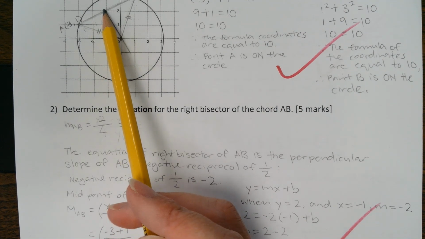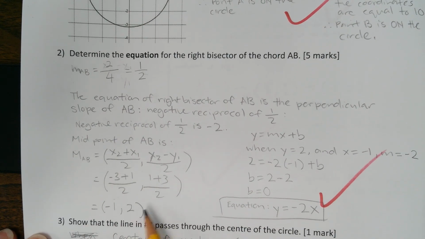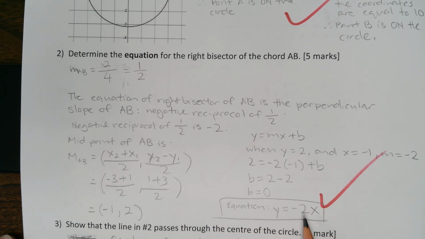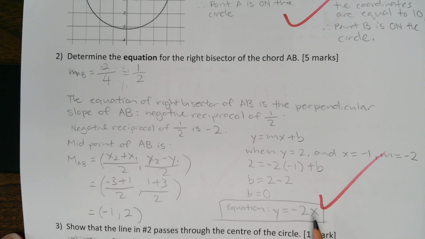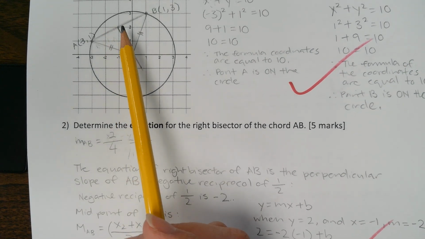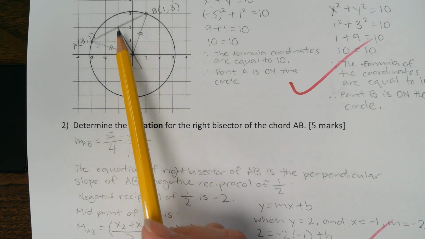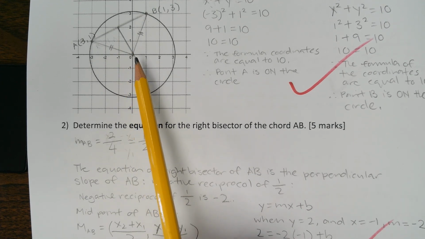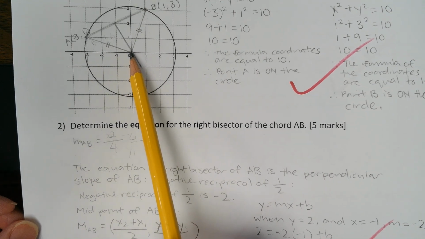Find the midpoint of this line, which is negative 1, 2. So now I can use the negative 2 and the point negative 1, 2, sub it into y equals mx plus b, and I get b equals 0. So my equation is y equals negative 2x. Now, what's my y-intercept here in this equation? Yep, 0. When I take a look at my graph, I know this is my right bisector. Where does it cross? What is my y-intercept here? 0.